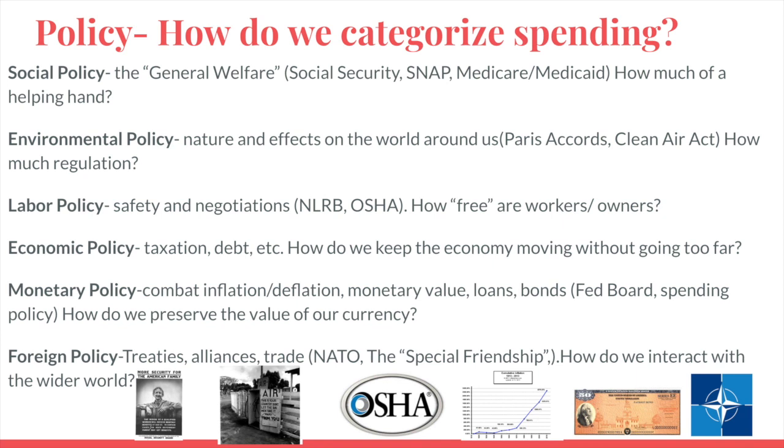How does the Fed set monetary value? Loans, bonds, all that sort of stuff. How do we make sure that we don't overinflate our currency or underinflate our currency? How do we avoid ending up like Germany after World War I? All of that is economic and monetary policy. Those really do go hand in hand. Economic is sort of the business end of it, and monetary is literally like, how much is our money worth?